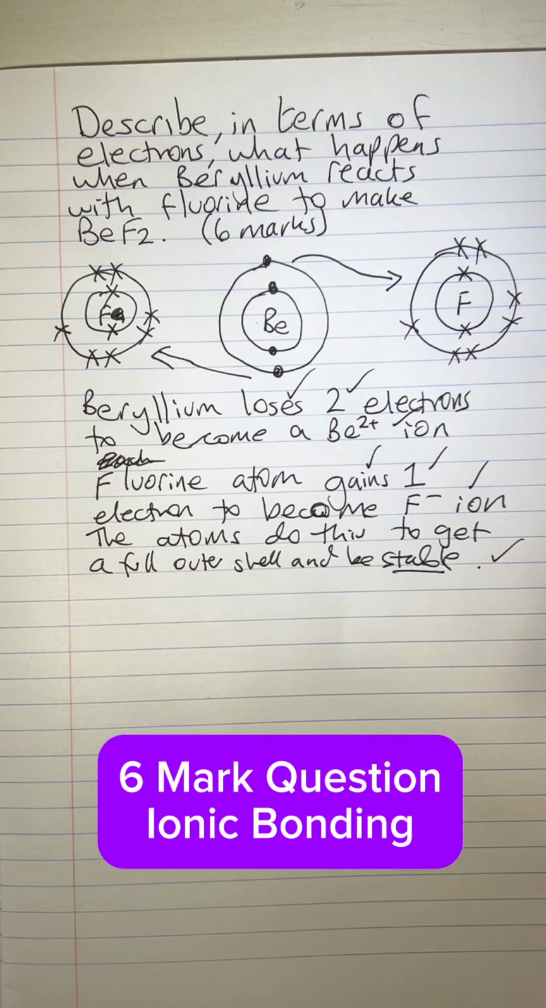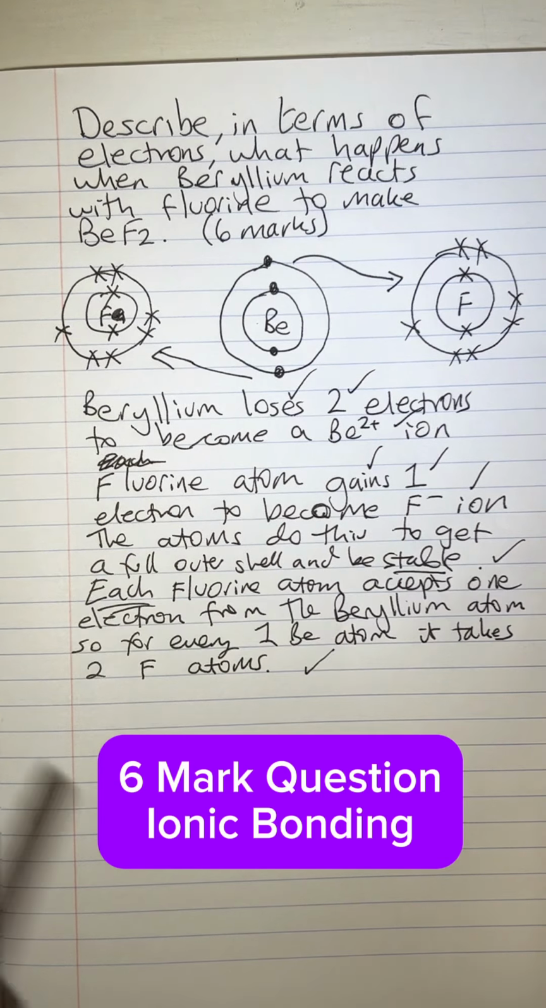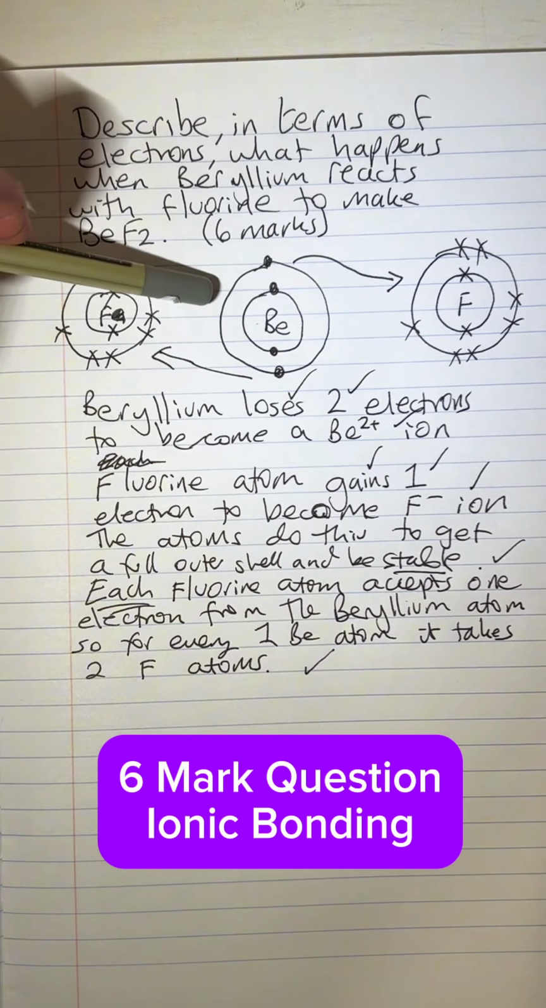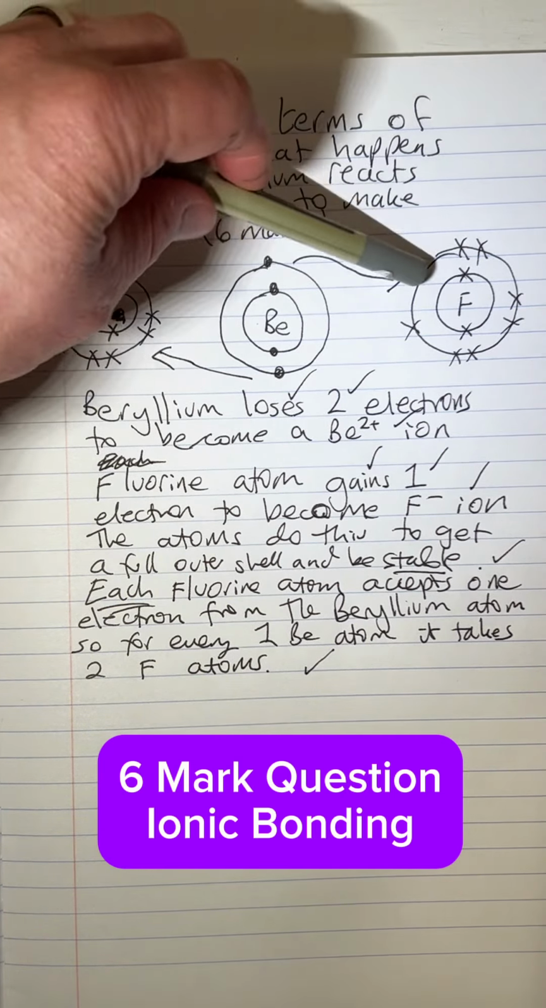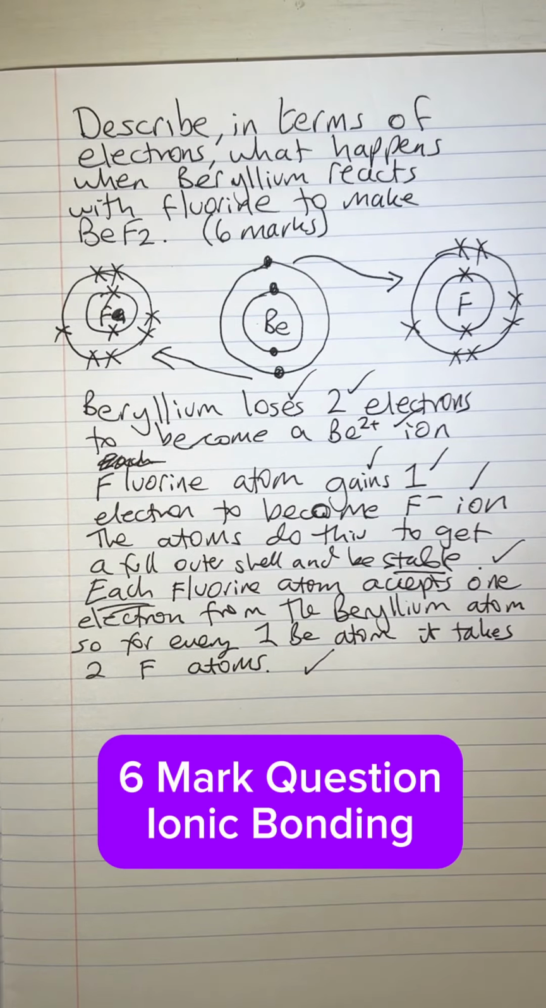So let's see how we can write that into our answer. So we'll say each fluorine atom accepts 1 electron from the beryllium atom, so for every 1 beryllium atom it needs 2 fluorine atoms. So you can see there we've absolutely smashed this 6-mark question.